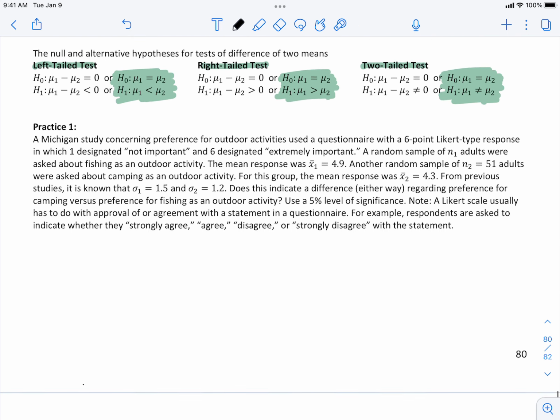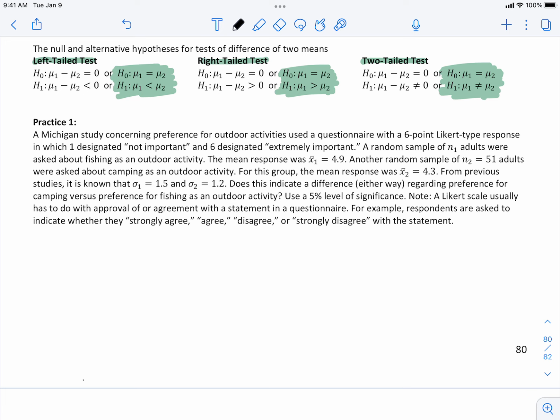All right, so here's our first example. A Michigan study concerning preference for outdoor activities used a questionnaire with a 6-point Likert type response, in which 1 designated not important and 6 designated extremely important. A random sample of N1, I forgot to give you the number. Let's do N1 is equal to 46. So N1 equals 46 adults were asked about fishing as an outdoor activity.